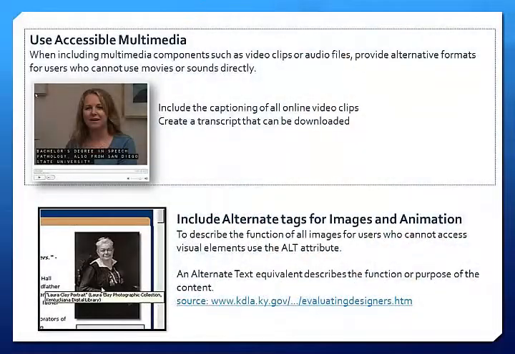Another thing to consider is using accessible multimedia. So everyone loves to use videos. Videos are a lot more engaging for the most part than text only, but make sure that you include the captions. So there's a little image of me with some captioning. I have an example of a caption video that I created. I have the captions turned on.